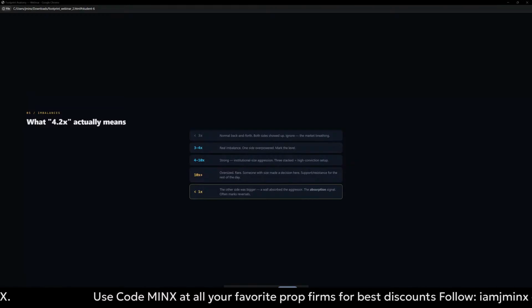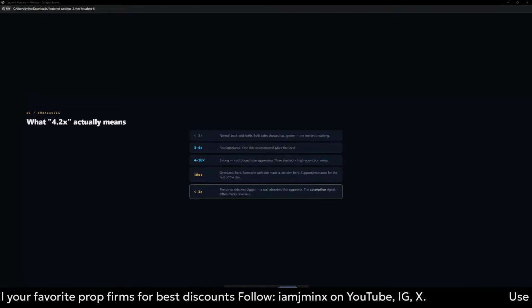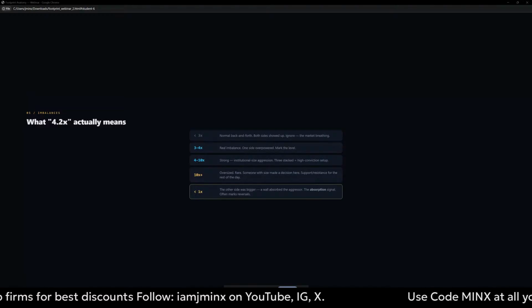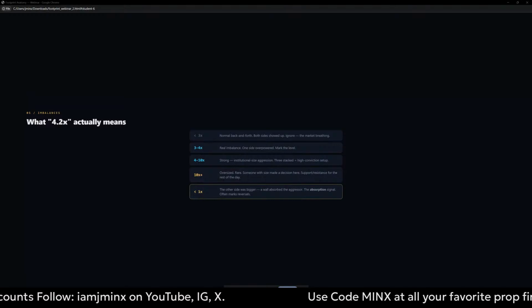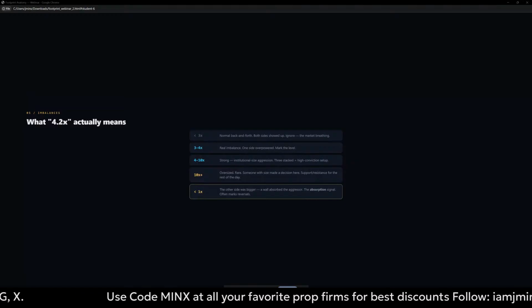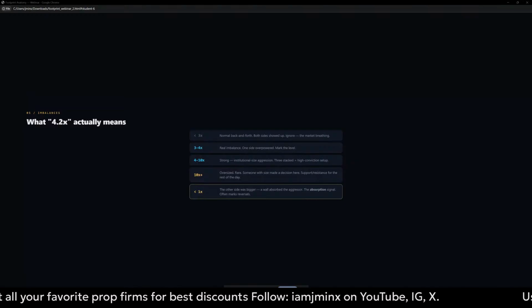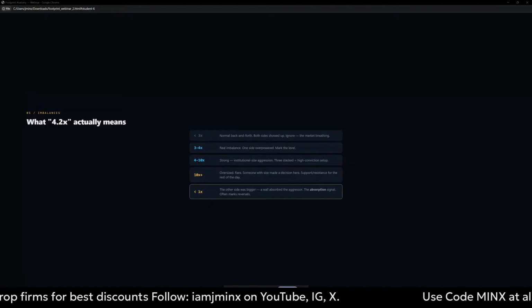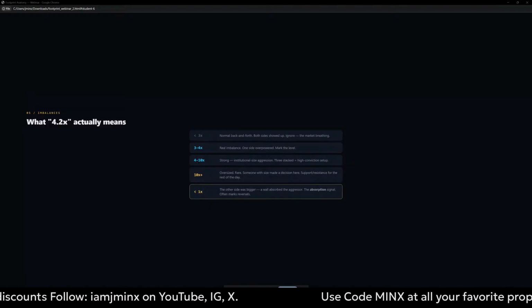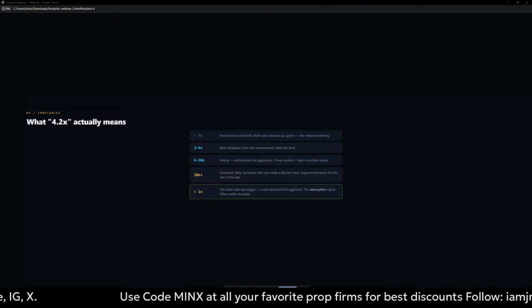Below 3 times, you ignore it. It's just noise, the normal push and pull. But 3 to 4 times is real imbalance, and 4 to 10 is institutional size aggression. Now, 10 and above is rare. That's someone with serious size that made a decision at that price, and those levels tend to act as support or resistance for the rest of the day.